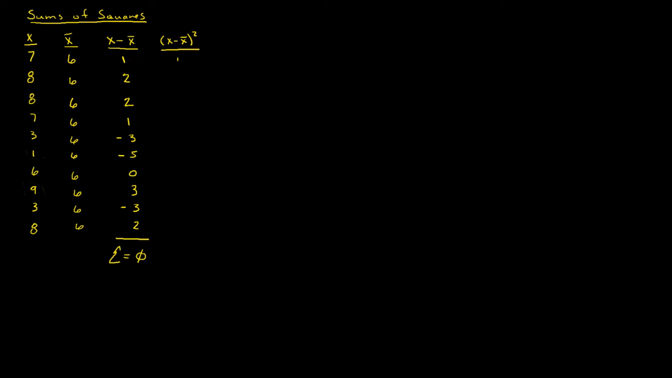1 squared is 1. 2 squared is 4. 2 squared here is 4. 1 squared is 1. 3 squared is 9. 5 squared is 25. 0 squared is 0. 3 squared is 9. -3 squared is +9. And +2 squared is 4.